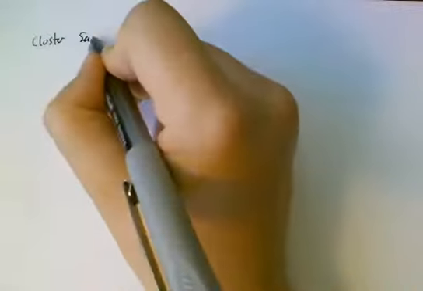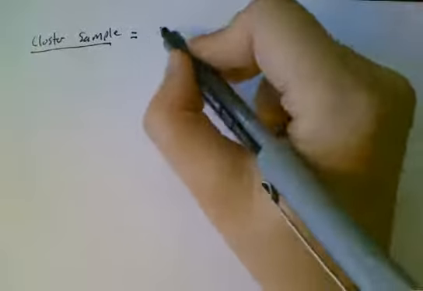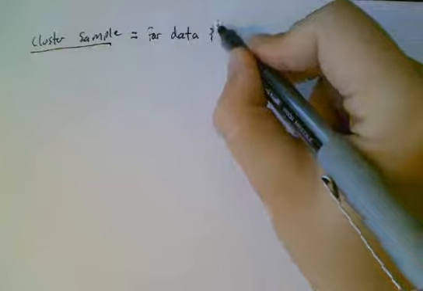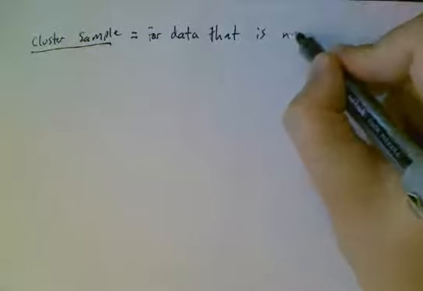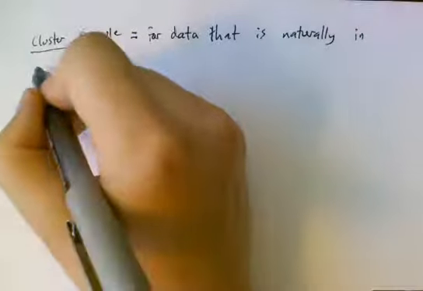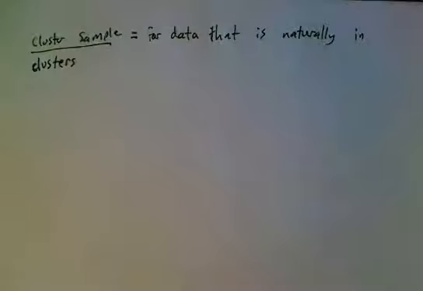So the third one is called a cluster sample. And it sounds a lot like the stratified sample, but it's actually quite different. It's for data that is naturally in clusters. So for example, if we think about all the students in Oakland, they're naturally clustered into schools.